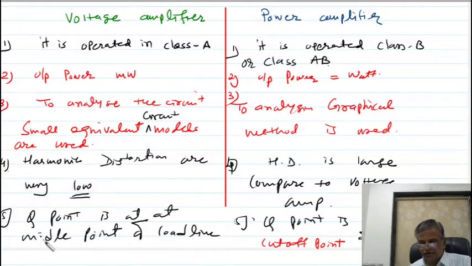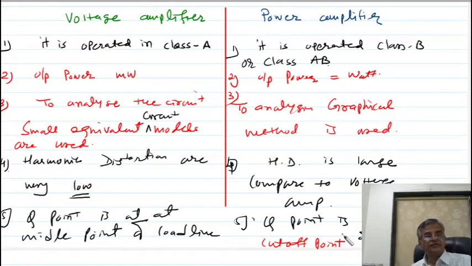Here Q point is at the middle point of the load line. Q point is the operating point. You must be knowing that we specify how much value of the DC current is passing through your transistor, and how much value of DC collector emitter voltage is there when input signal is not applied. So here Q point is at the cutoff.